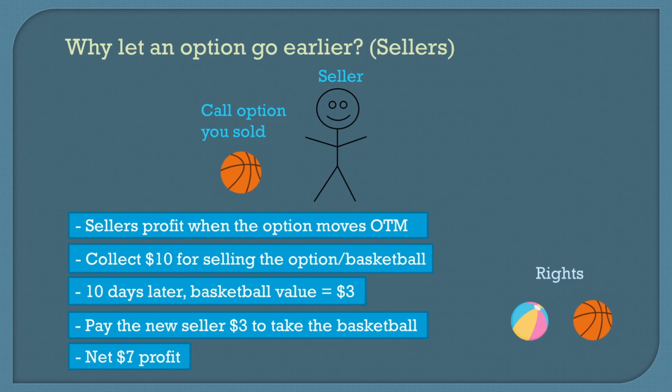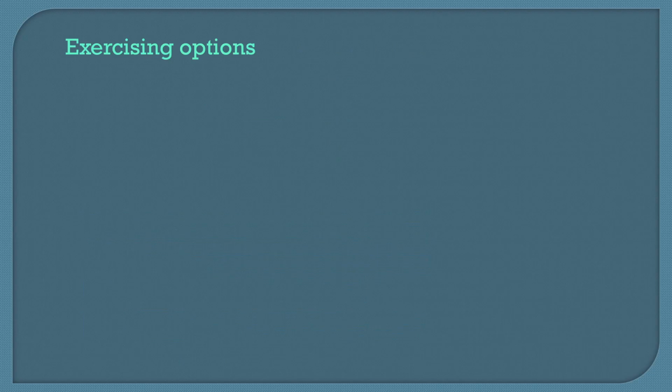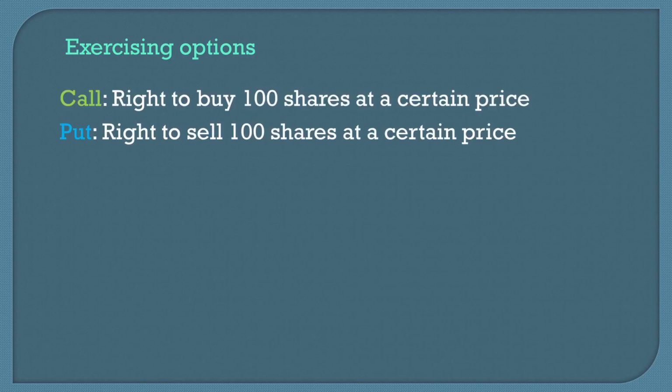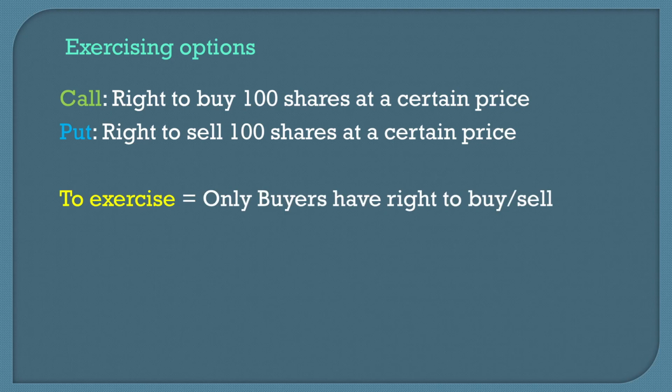So I hope this has been useful in giving you a better idea on the transaction process of buying and selling options. The third and final outcome from owning options is an option can be exercised. Remember that calls give buyers the right to buy 100 shares at a certain price, and puts give buyers the right to sell 100 shares at a certain price. To exercise an option means to use your call or put option before it expires to buy or sell shares at that price. Keep in mind that only the buyers in the transaction have the right to exercise options.